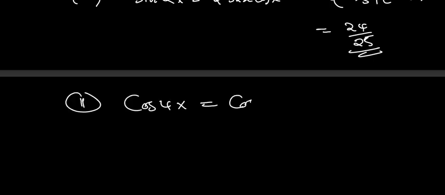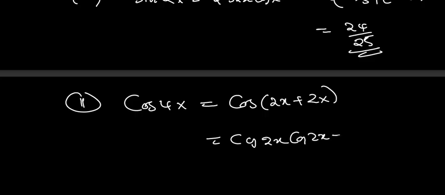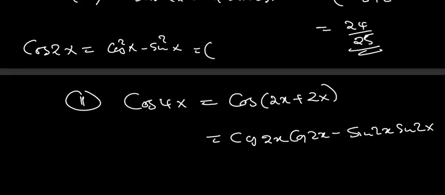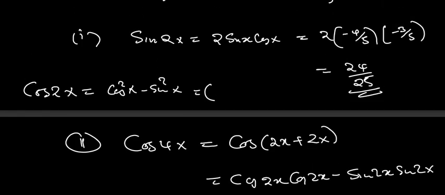Cos 4x is the same as cos of 2x plus 2x, meaning this is the same as cos 2x cos 2x minus sine 2x sine 2x. So we can just get cos 2x by the side. Cos 2x is the same as what? Cos squared x minus sine squared x. So sine and cos, we got them already.